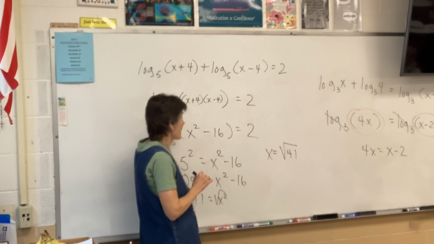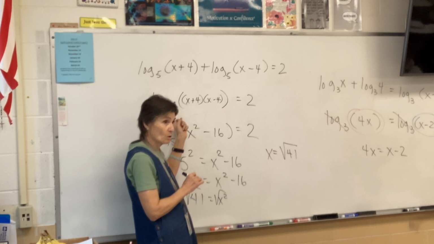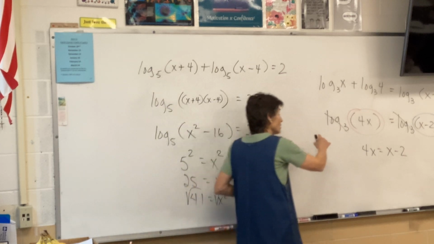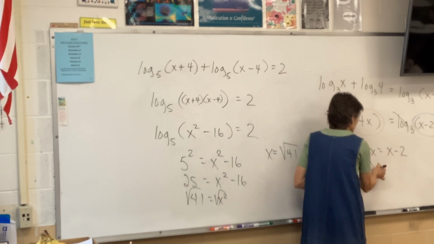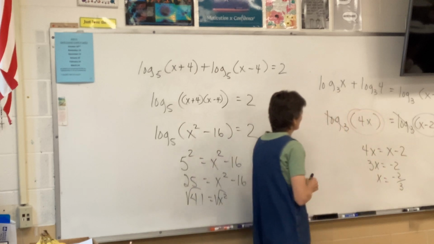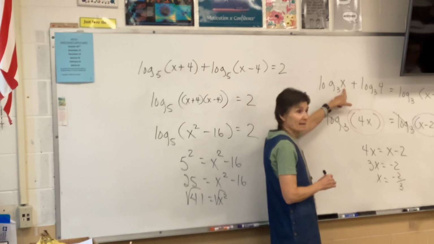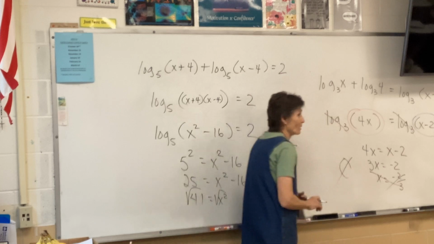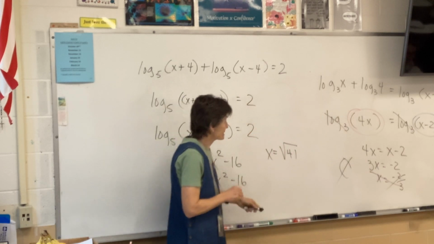You can't do that on these problems because you only have logs on one side. If you only have logs on one side, you have to loop-de-loo. But if you've got logs on both sides, you can just drop them out. So 3x equals negative 2 and x equals negative 2/3. Can x be negative 2/3? So that problem has no answer. I gotta make up a different number for that side.